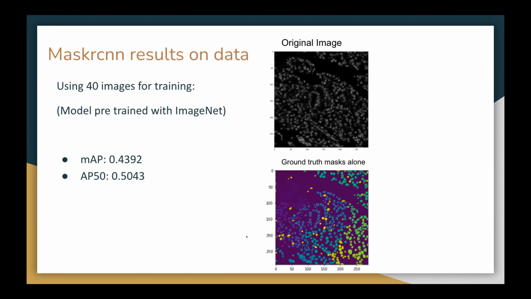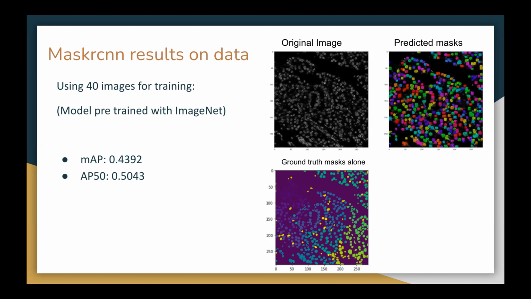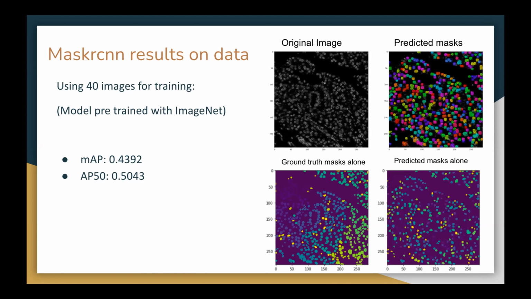The current baseline model that we've applied was Mask R-CNN, which was trained on 40 images. You can see a sample image and the predicted mask from that Mask R-CNN, so you can compare with the ground truth. Our scores for our baseline model are found over here. So we're trying to see if transformers can outperform these scores.